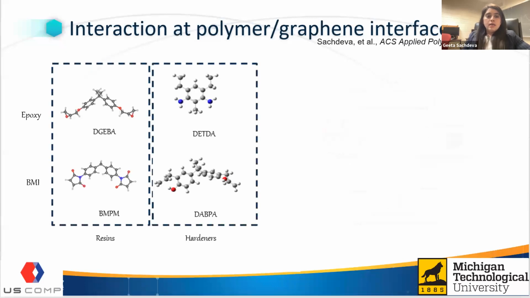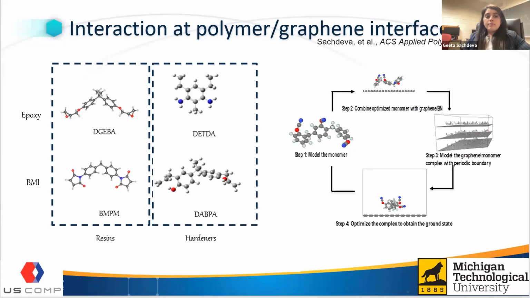In this work, we have simulated epoxy and BMI resins and hardeners. As shown in the left-hand side figure, we will compare the strength of one resin to the other, like DGEBA to DETDA. Another is the BMI monomers, where BMPM is the resin and the hardener is DABPA. These monomers are different from each other in their structure as well as the type of atoms contained in them, so it's important to mention that here.